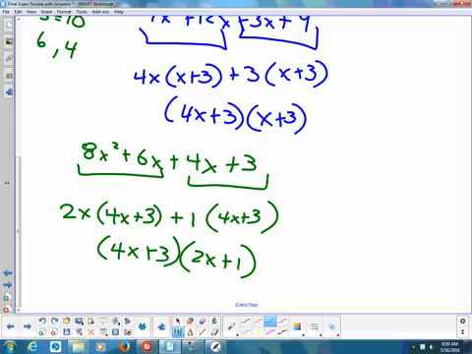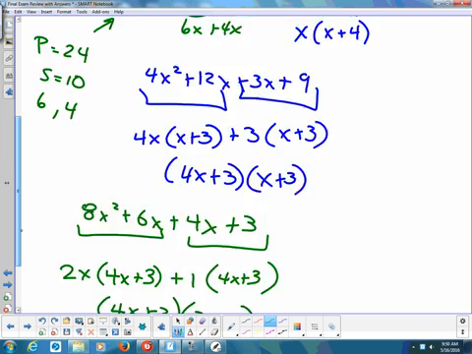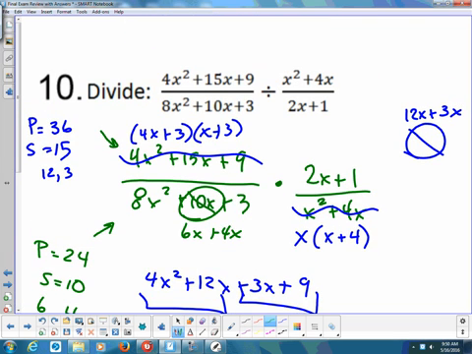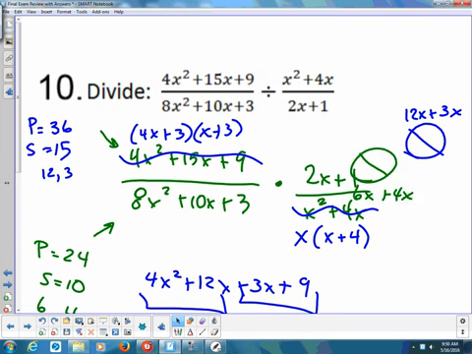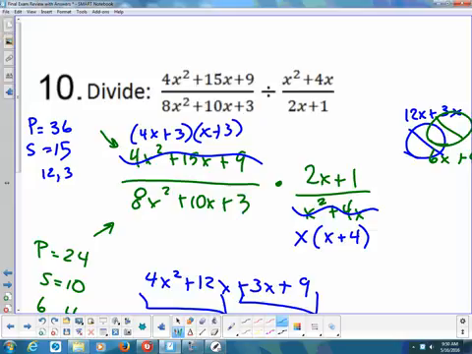Gentlemen, do you all agree? So I got 4x plus 3, 2x plus 1 right here. Get rid of this. So this one here factors into 4x plus 1 and 2x plus 3. I didn't do that right, did I? It should be 2x plus 1. I didn't even remember from up above. So, let's try this again. It was 4x plus 3 and a 2x plus 1.